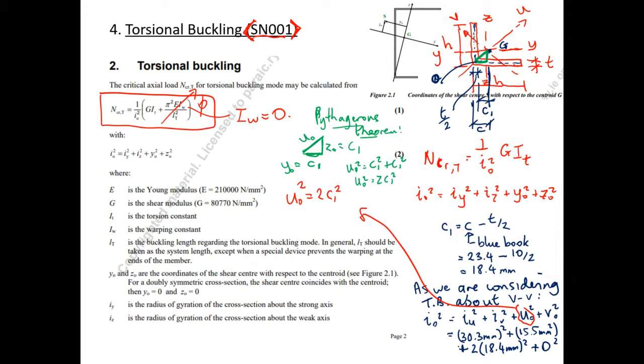Okay, so from that, when I work on that, I naught squared is equal to all that, so I naught is equal to 42.8 millimeters. Okay, so now I've got the I naught that I need for the equation here. So G I know is 80,770, and IT I got straight from the blue book.